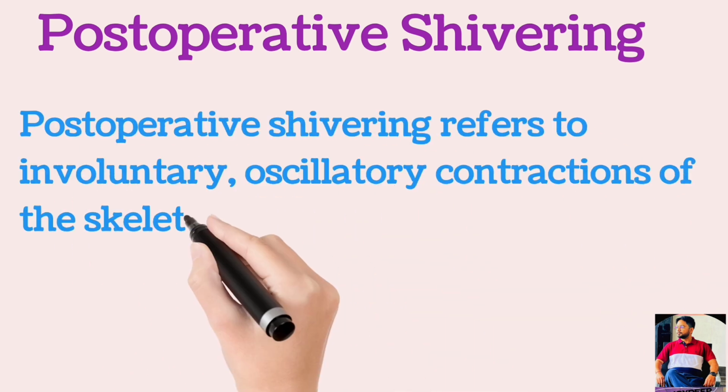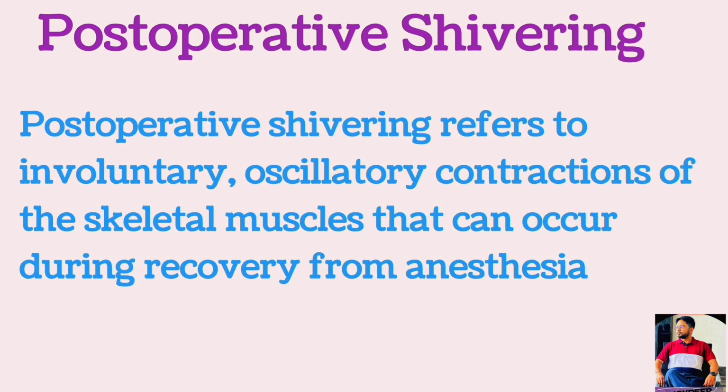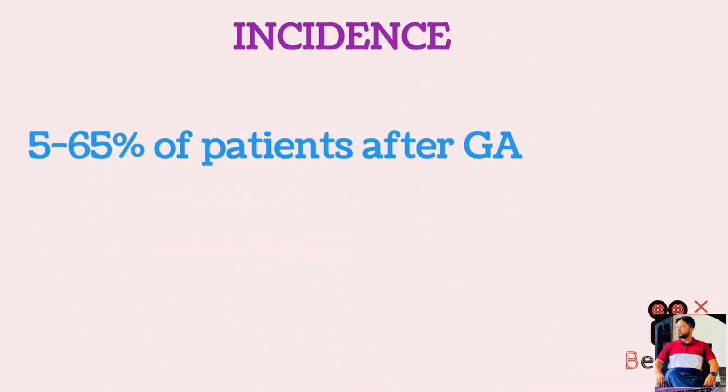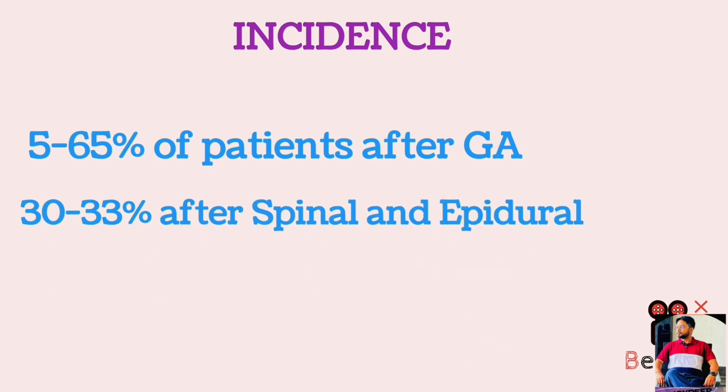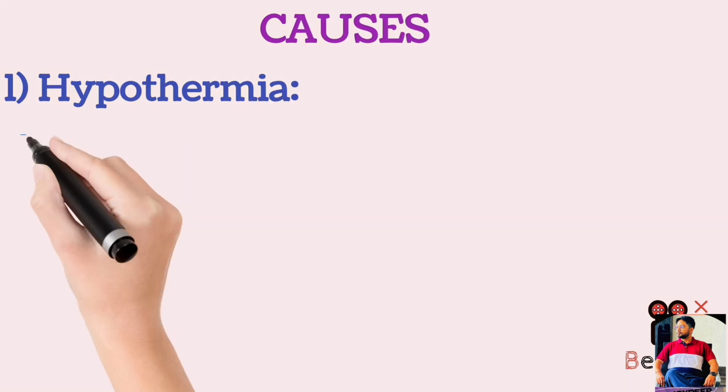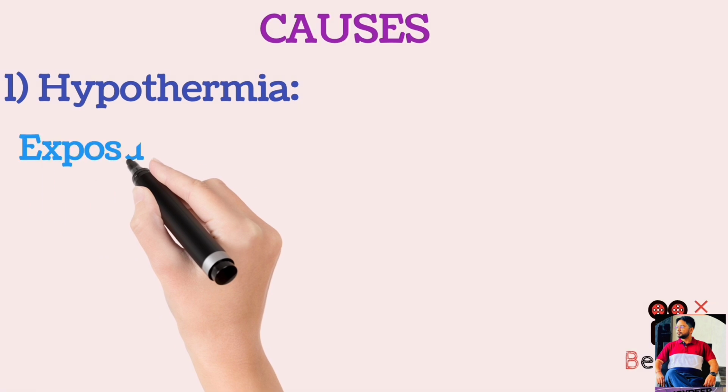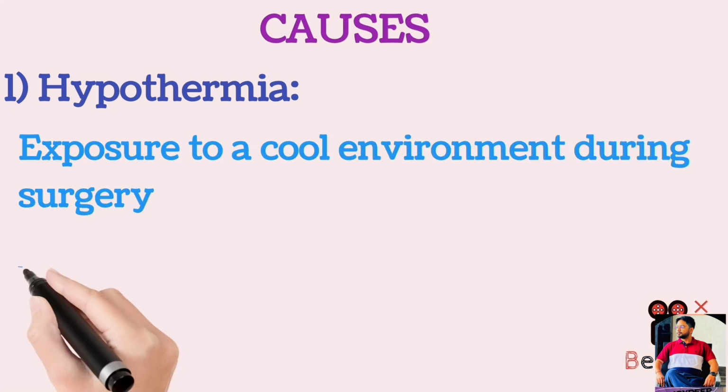Postoperative shivering refers to involuntary oscillatory contraction of skeletal muscles that can occur during recovery from anesthesia. It is usually seen in 5 to 65% of patients undergoing general anesthesia, and for regional anesthesia, it is seen in 30 to 33% of cases. The most common cause of postoperative shivering is hypothermia. The hypothermia is due to exposure to a cool environment during surgery in the operation theater.